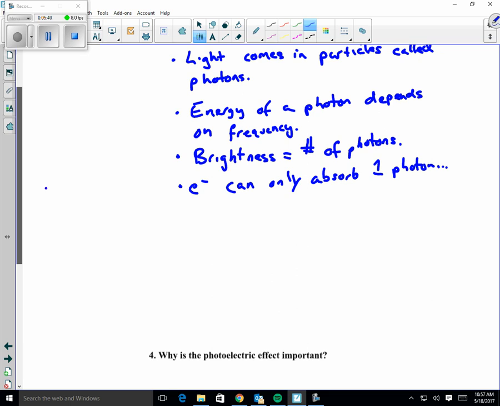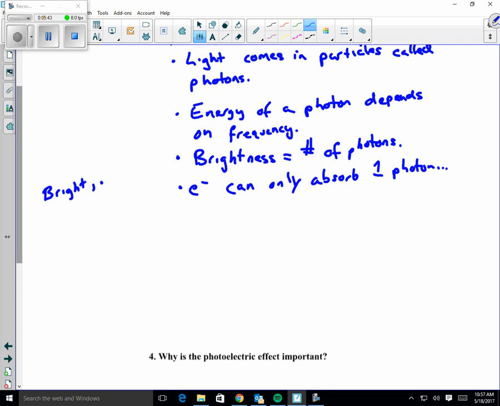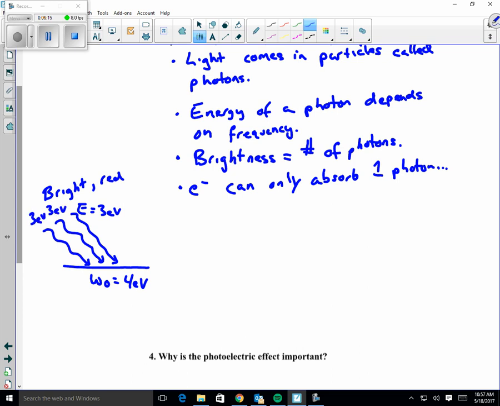Here's why. So the bright red. Draw the surface. Let's say the work function is equal to 4 eV. And bright means lots of photons. So red, low frequency, means each photon has kind of low energy. So it might look something like this. Got a whole bunch of photons coming in here. And the energy of each photon is 3. I wouldn't get any electrons because each one only has 3 and the work function's 4. Even though I have a total of 9 energy, which is greater than the work function, it can only absorb 1 at a time.